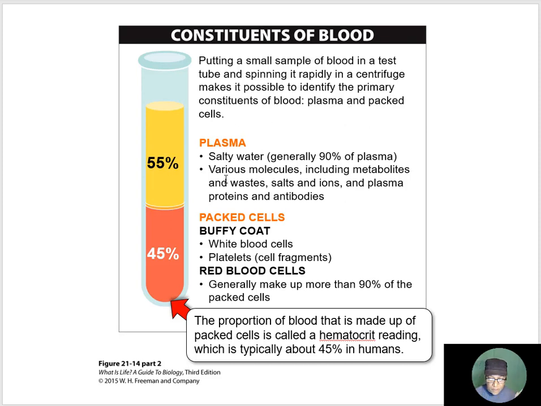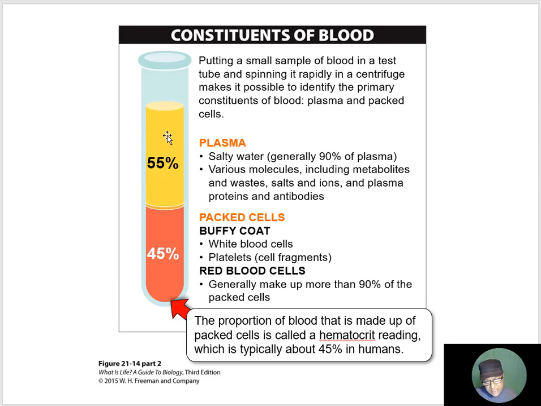So what is plasma? Plasma is the liquid portion of blood. Essentially, it's like a salty water type of solution. It has various molecules, including metabolites. It's got waste, it's got salts, it's got ions, it's got plasma proteins, it's got antibodies in it.